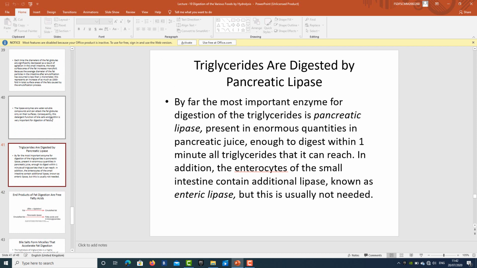Triglycerides are digested by pancreatic lipase. By far, the most important enzyme for fat digestion is pancreatic lipase, present in enormous quantities in pancreatic juice, enough to digest within 1 minute all triglycerides that it can reach. In addition, the enterocytes of the small intestine contain additional lipase known as enteric lipase, but this is usually not needed.